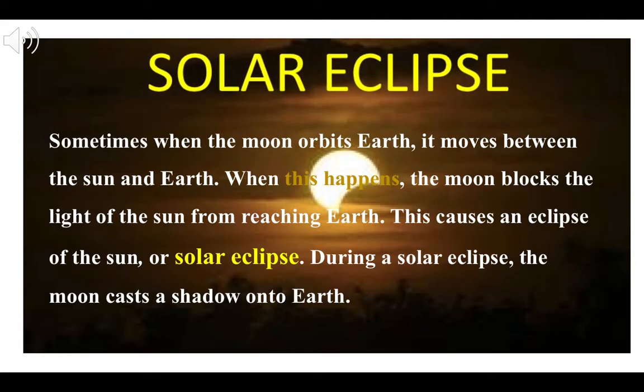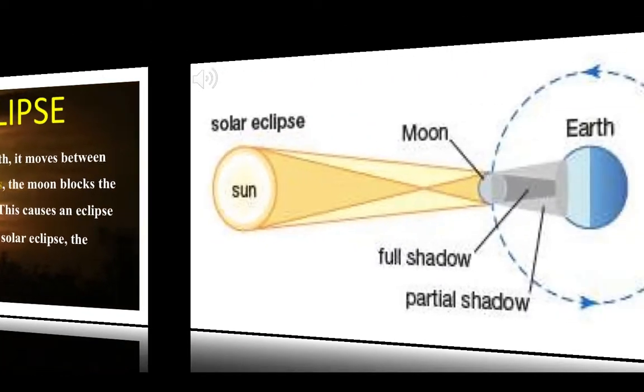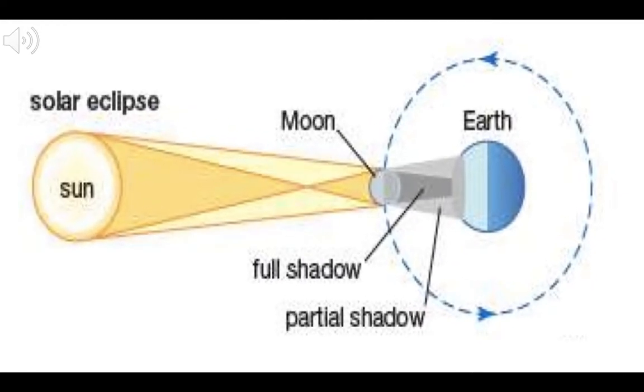Now, I will explain what is a solar eclipse. Sometimes when the moon orbits Earth, it moves between the sun and Earth. When this happens, the moon blocks the light of the sun from reaching Earth. This causes an eclipse of the sun or solar eclipse. During a solar eclipse, the moon casts a shadow onto Earth. Solar eclipses only last for a few minutes. Here is the diagram to show the complete phenomenon of the solar eclipse.